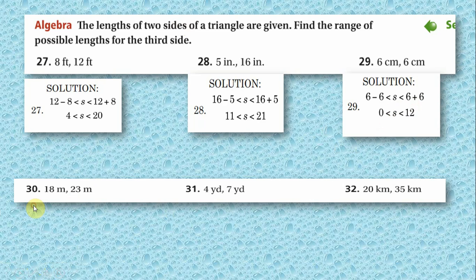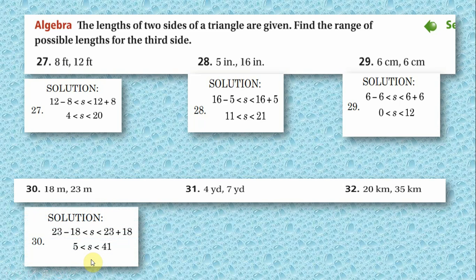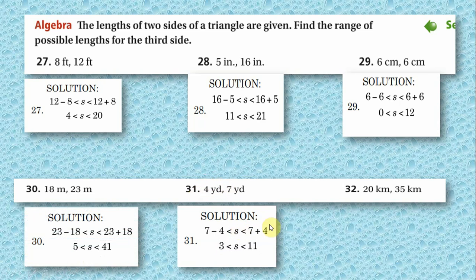Number 30, 18 and 23, the same way. The side is between the sum and the difference. The difference is 5 and the sum is 41. Number 31, the difference is 3 and the sum is 11. The difference is 15 and the sum is 55.